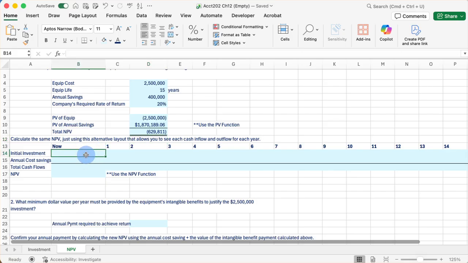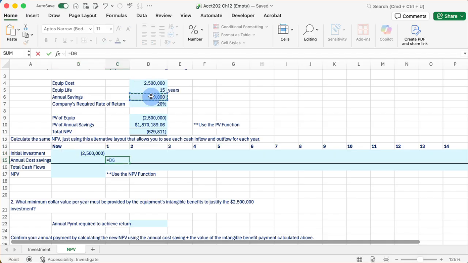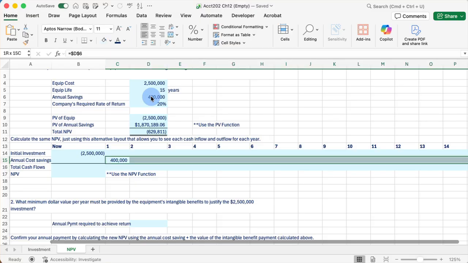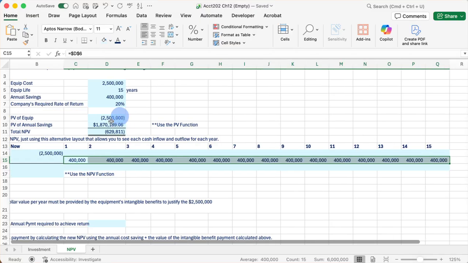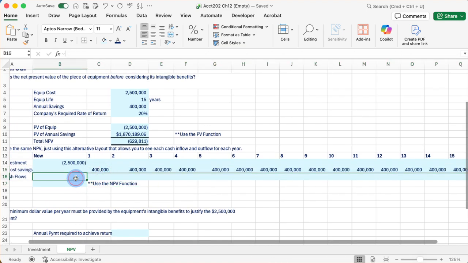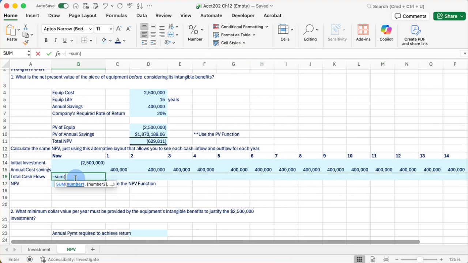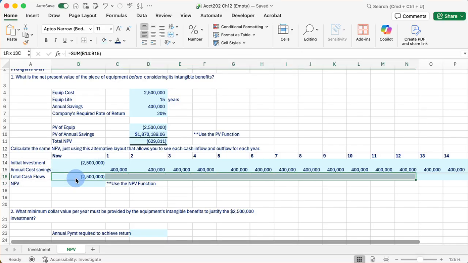We can do that same thing using the NPV function. So we'll just lay it out across all 15 years this time. So a negative 2.5 million, annual cost savings of 400,000. I'm going to lock that in so that we can just fill right. And then we need to do the sum function to get our total cash flows. This part we did do in class together, so I'm just going quickly because this shouldn't be very unfamiliar to you.